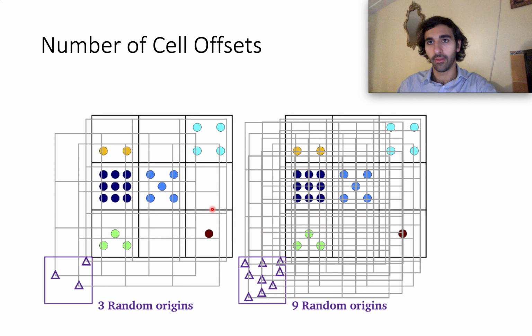The other parameter is the number of cell offsets. As you'd imagine, depending on where we place that grid of cells, we can end up with more or less samples in each cell. So the way we get around this is we use various random origins for that cell grid, and then we just average our results. In the figure to the left here, we're showing an example where we're using 3 different cell origins, and to the right we're showing 9. But generally in practice, I've seen 25, 50, or even 100 random origins used for cell declustering. Really depends on the data set.